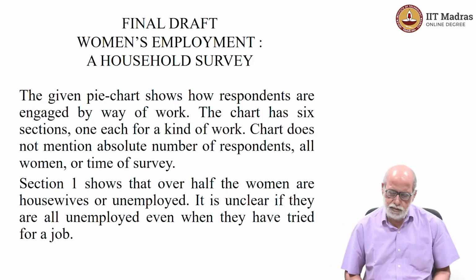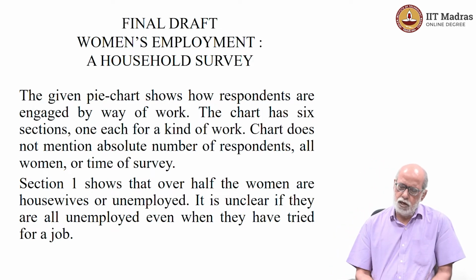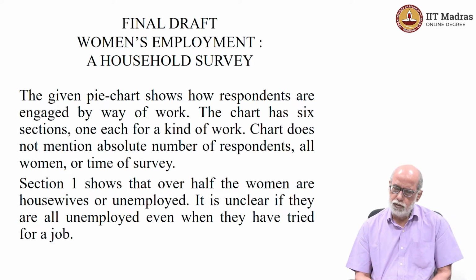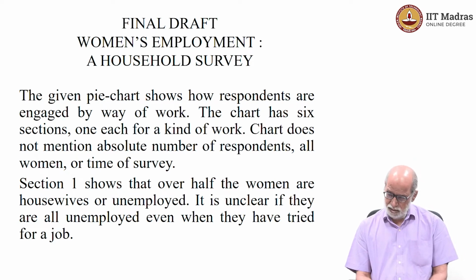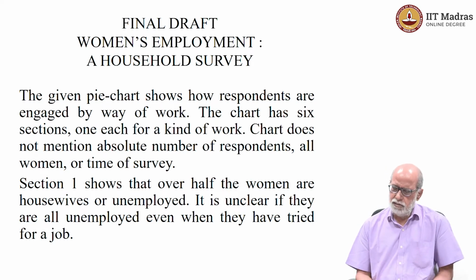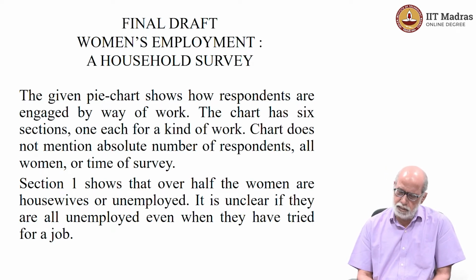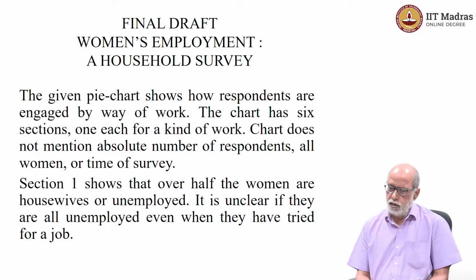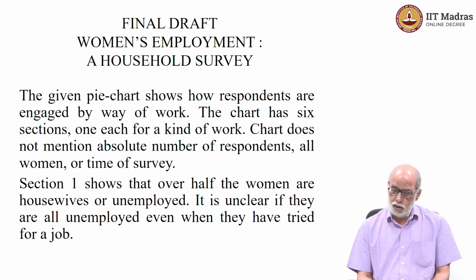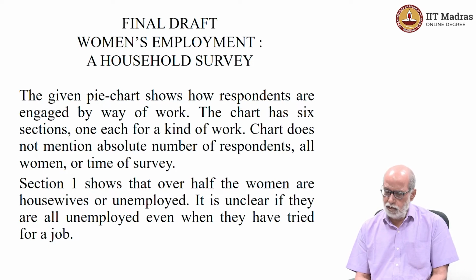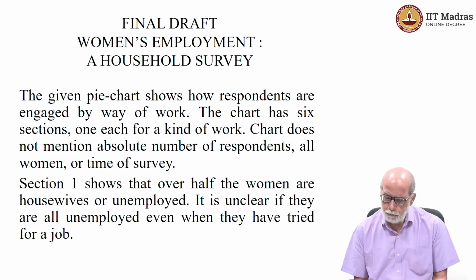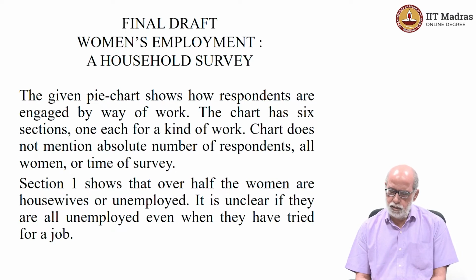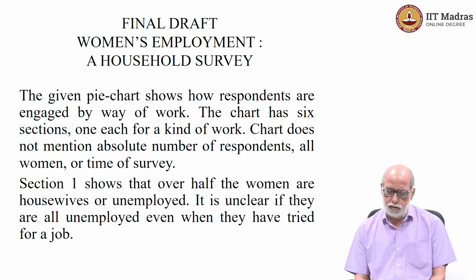It first says what the chart or the data are about. So it says it is about how people work, what kind of work they are engaged in, and that the data here have been presented in the form of a chart, not in the form of a graph, not in the form of a bar diagram, not as a photograph. The information here is presented as a pie chart.